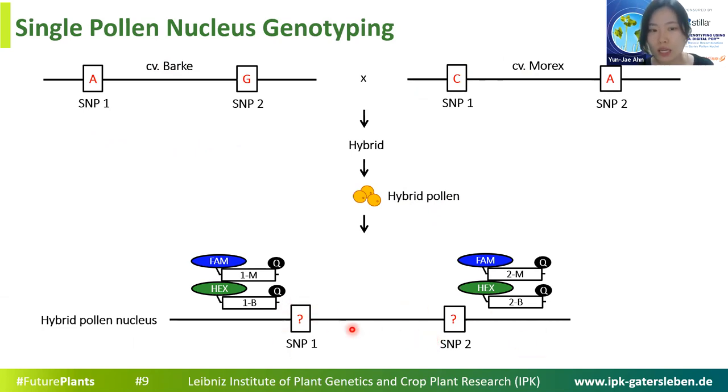To do so, we need allelic probe sets that are designed for each parental allele, Morex and Barke, and each of the probes is labeled with FAM and HEX color. With these two colors labeled for the same parental alleles in the two SNPs, blue for Morex and green for Barke, we were able to measure the recombination rates in barley pollen nuclei.